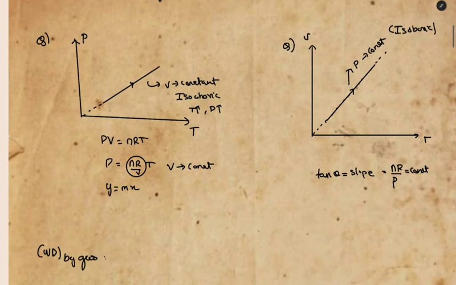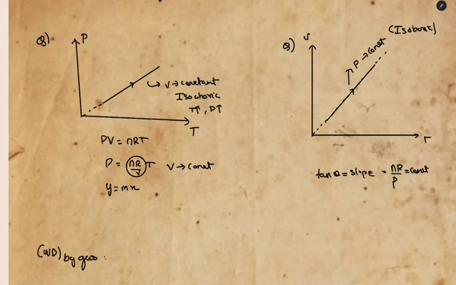The next is again a graph. So what is this graph about? Basically it is a pressure versus temperature graph, and we are seeing something like this. What does it represent? It represents that volume is constant. It's an isochoric process. Temperature will increase, pressure will increase. Why? How did we find that volume is constant?